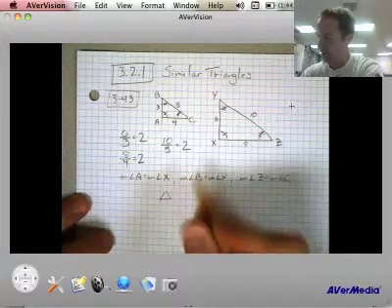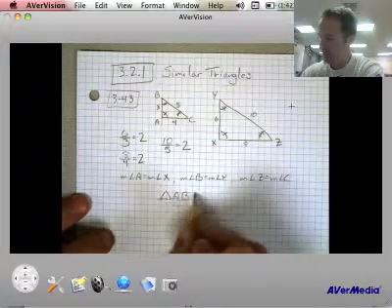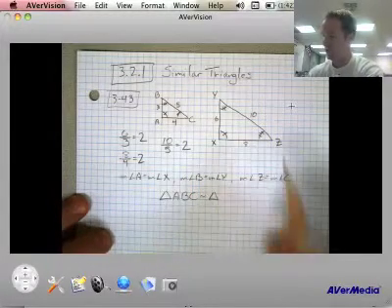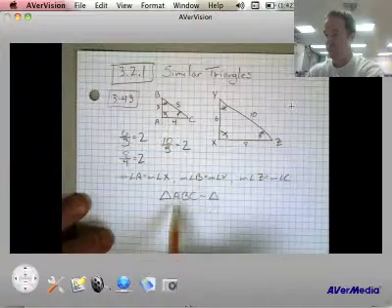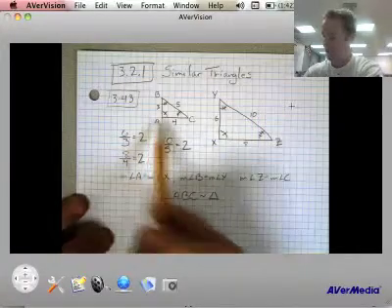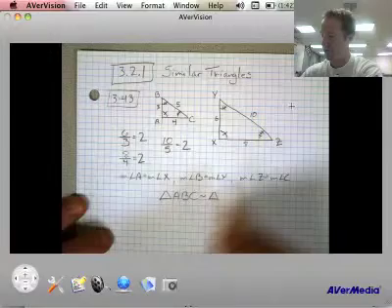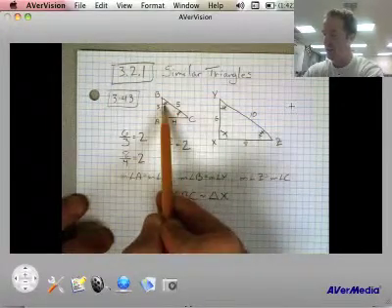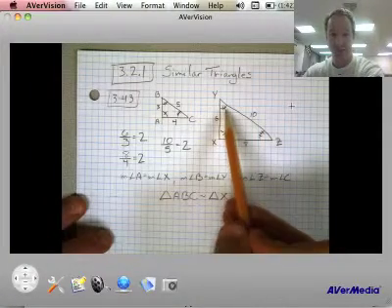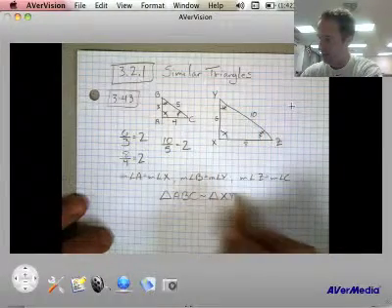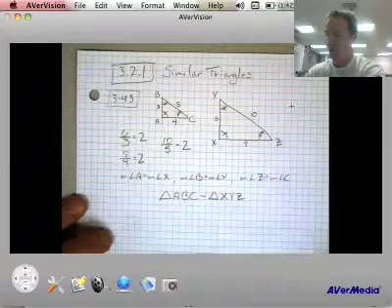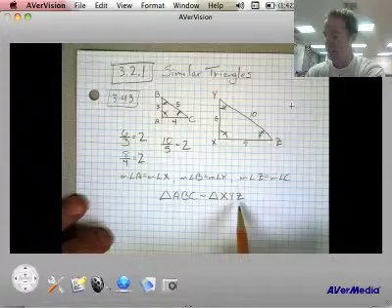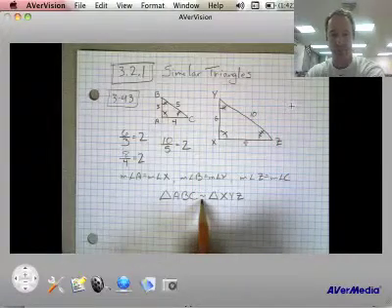Then we know that triangle ABC is similar to triangle, now what order should we put these points in? Let's see, I started with angle A. Angle X corresponds to A, so I'm going to start with X. Next I went to B, which is up here, and angle Y corresponds to B, so we'll go Y next. Z is the one that's left. So triangle ABC is similar to triangle XYZ. And again, this symbol right here just means similar.